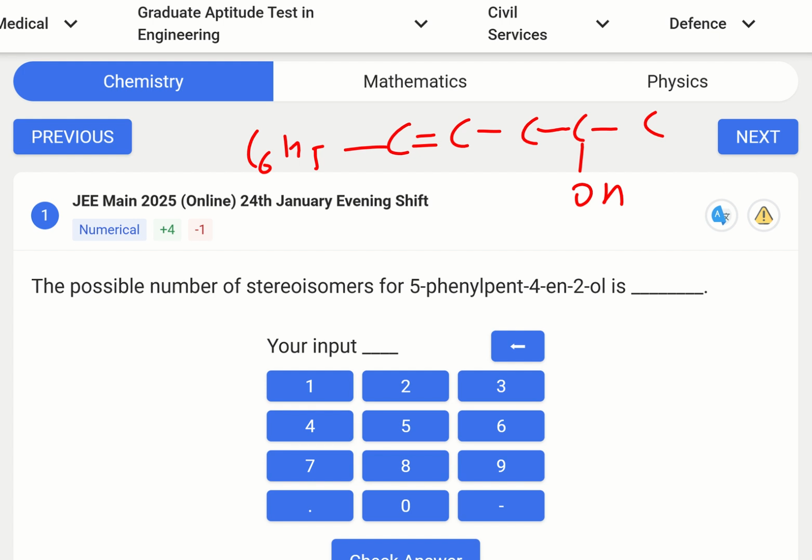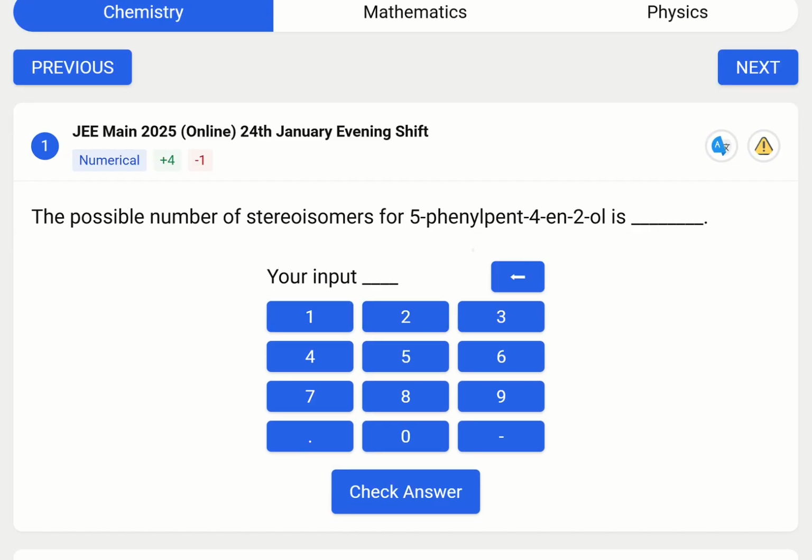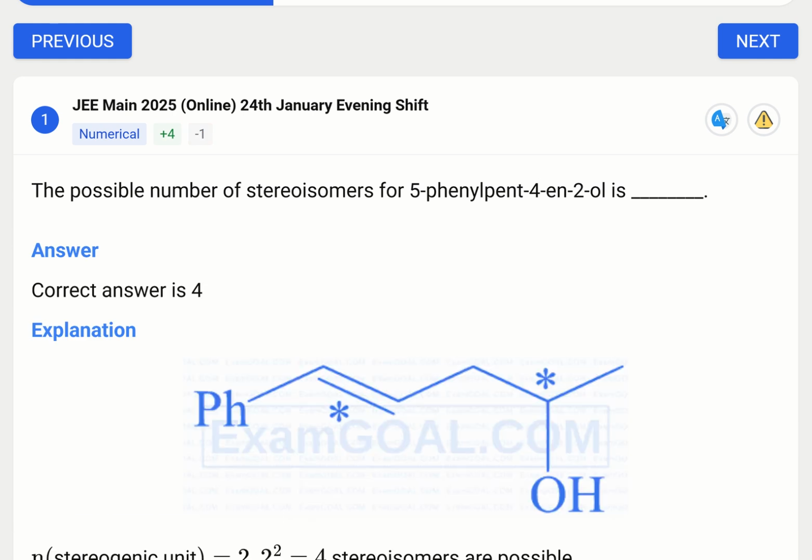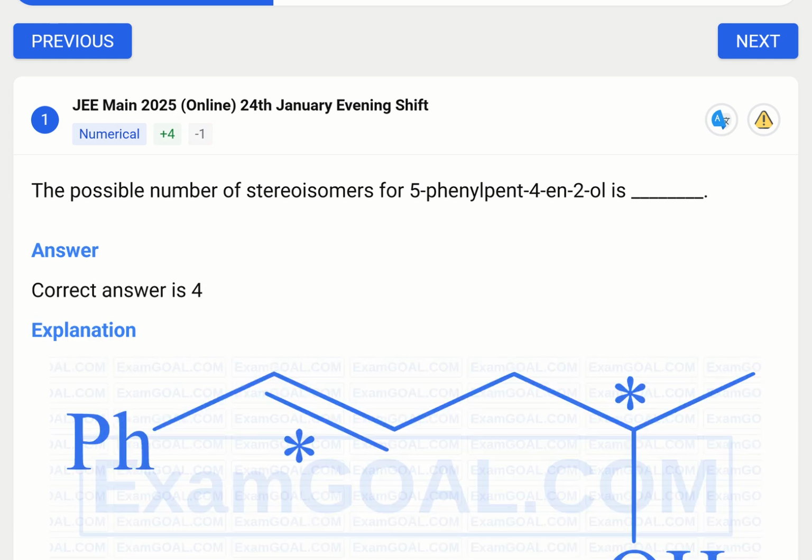Okay. This type of question, if you remember, its answer is 4. This type of question we got in 22nd January morning or evening shift, if you remember. In that case, it was only pent-4-yn-2-ol, I guess something like this was there. So I will go with 4. 2 cis isomers, 1 cis, 1 trans, 1 D and 1 L. So we got the right answer, my dear kids.